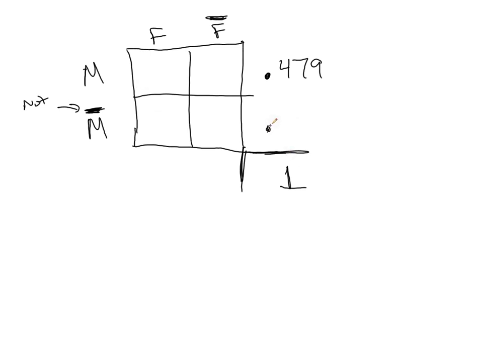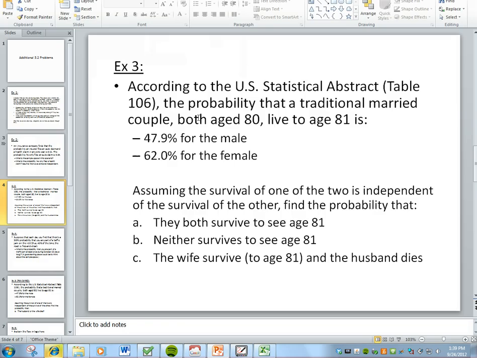So the other 0.521, the 52.1% of the time, the male does not survive, regardless of what happens to the female. Now, again, we're assuming these two are independent, which may not be that valid of a thing, although that's the assumption that we are making here.